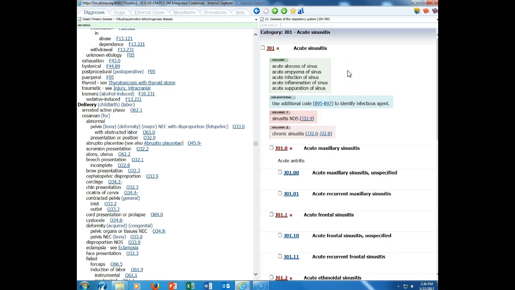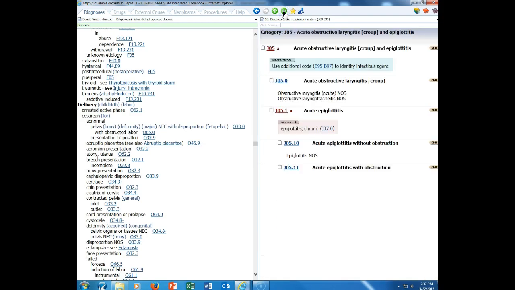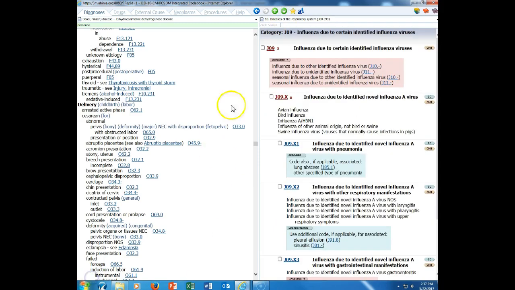Then there are inclusion terms. This is a list of terms that's included under some codes, and this also applies to this category as well. So we're in category J09, and under this subcategory of J09.X, we have avian influenza, bird influenza. So these are terms that are included with this subcategory of influenza due to identified novel influenza A virus. So this is an example of just what an inclusion term looks like.